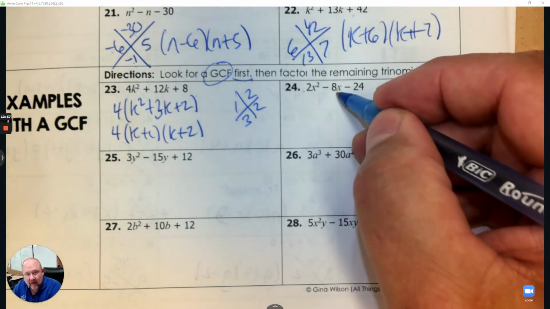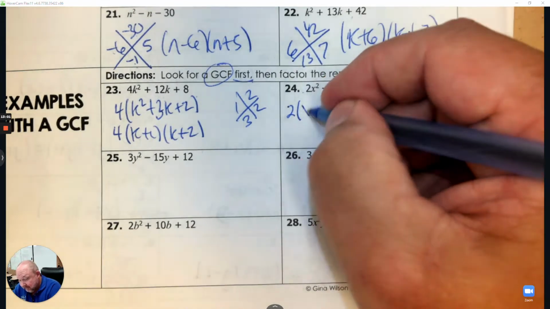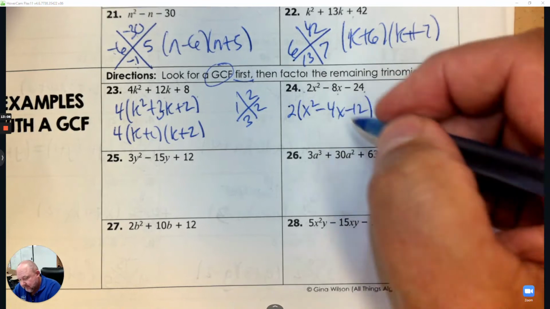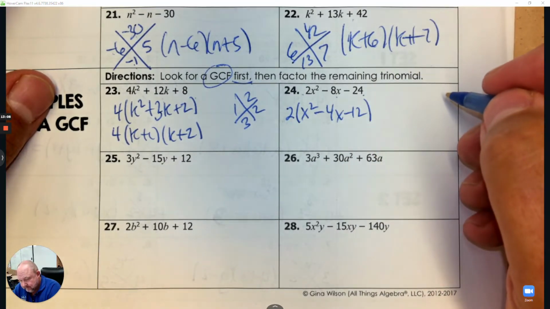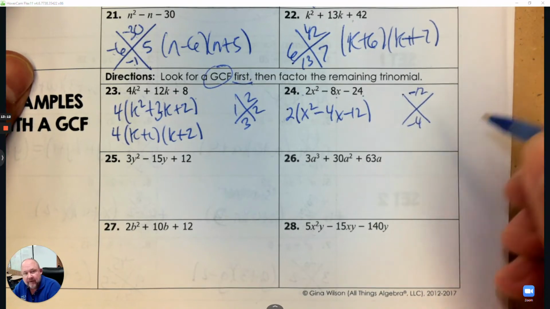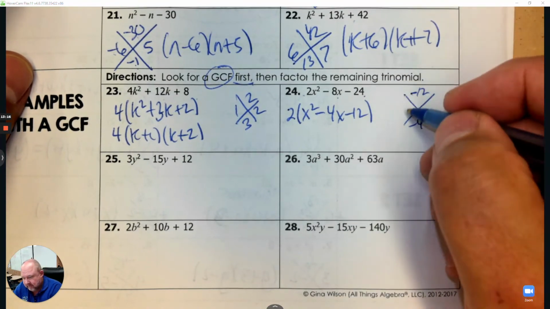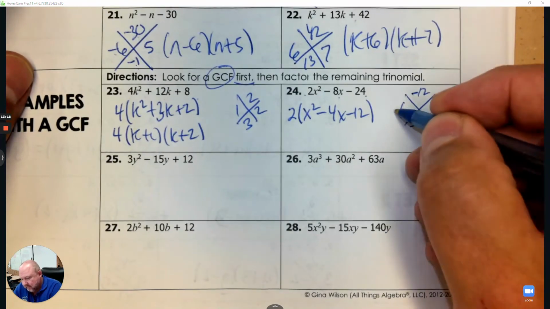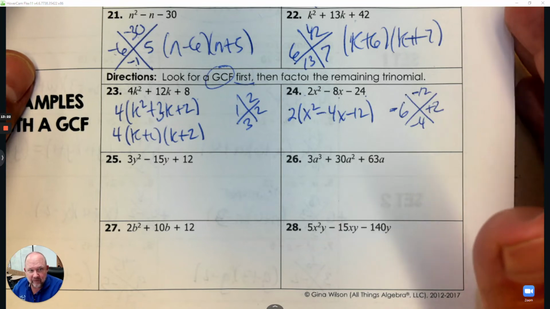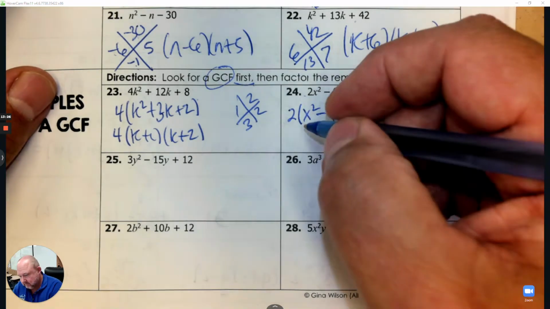Okay, what do they all have in common? 2 goes into all of them evenly. Divide. Just inside the parentheses, we're subtracting two numbers that multiply to 12. And the same two numbers subtract. So it's going to be negative 6 and positive 2. They multiply to negative 12 and they add to negative 4.